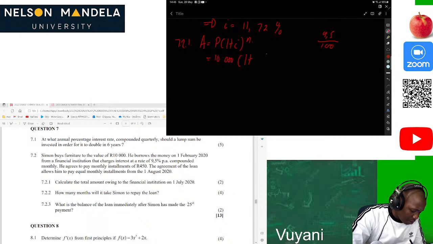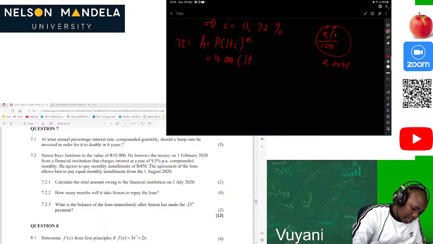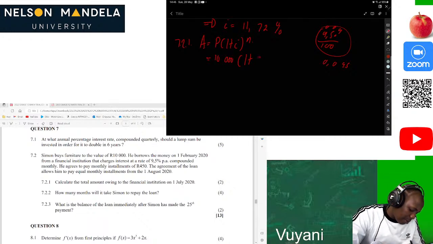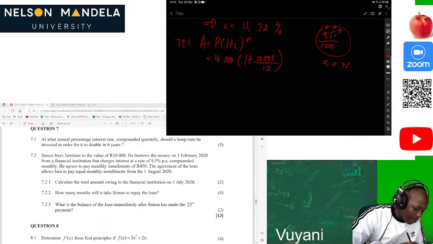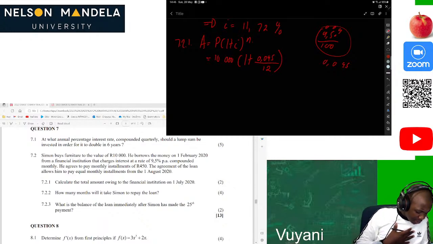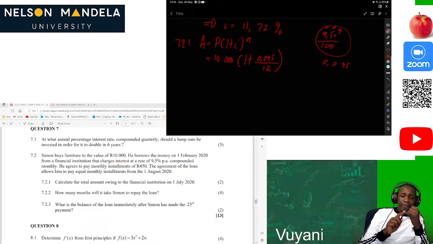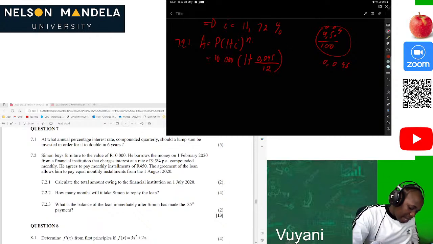Let's write it here. This is 0.095. Then we divide by 12 because it has been compounded monthly. Then how many months are there? It's Feb, so it's March, April, May, June, and July. So that's 5 months. So our N here is 5.